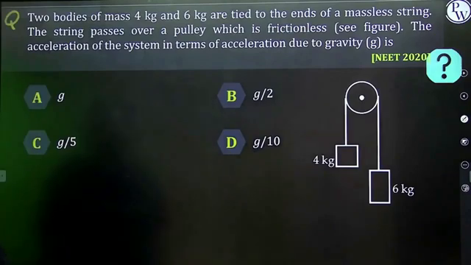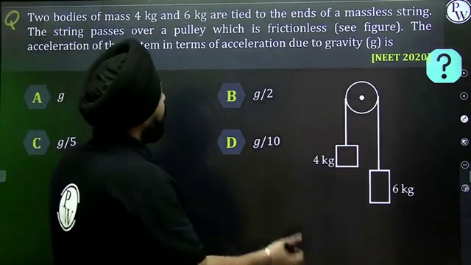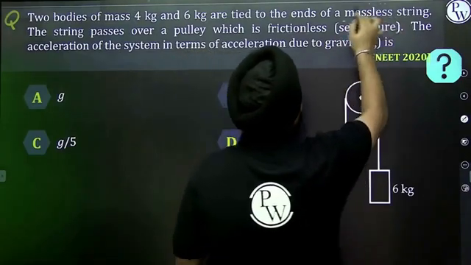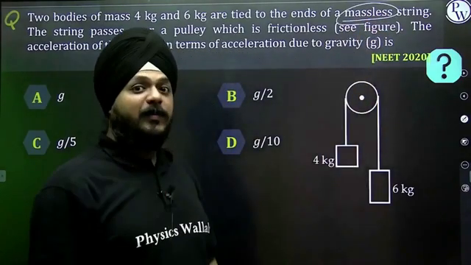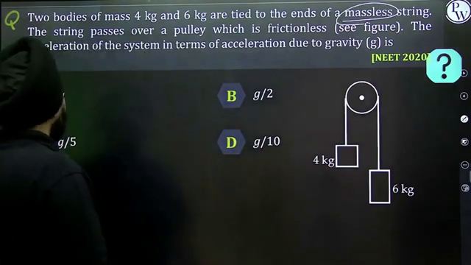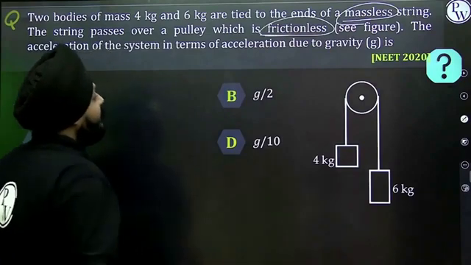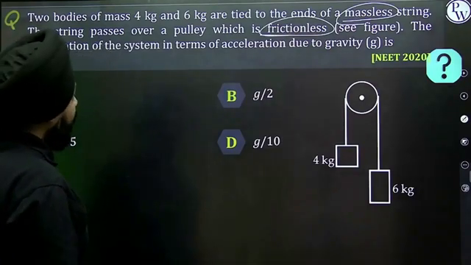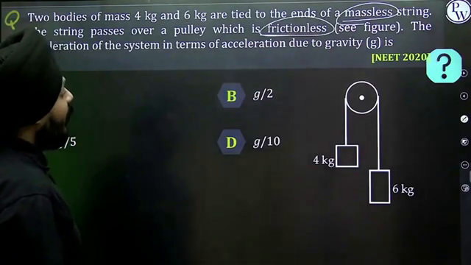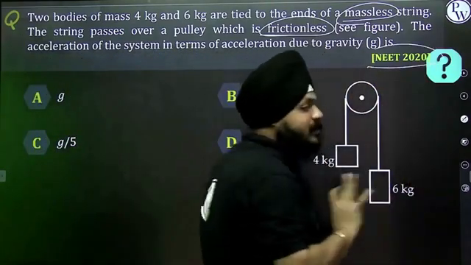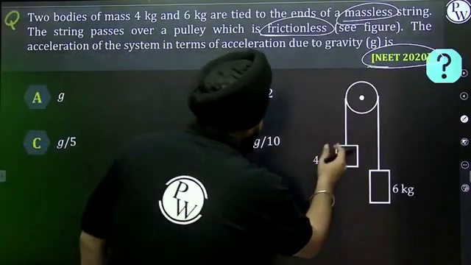See, two bodies of mass 4 kg and 6 kg are connected to the ends of a massless string. See, it is given massless. In a maximum number of cases, it is massless. The string passes over a pulley which is frictionless. See the figure. The acceleration of the system in terms of gravity will be what? NEET 2020 they have asked. Very simple sum, 4 kg, 6 kg.